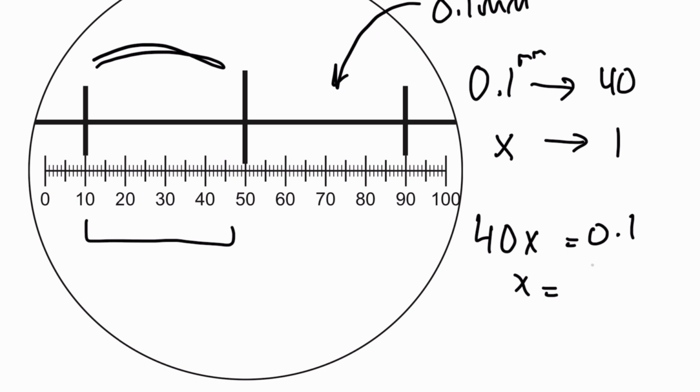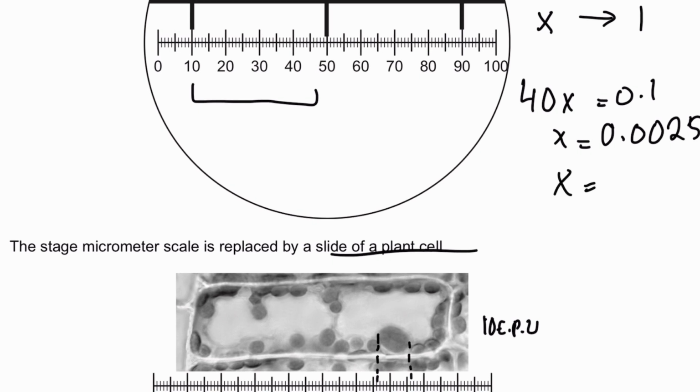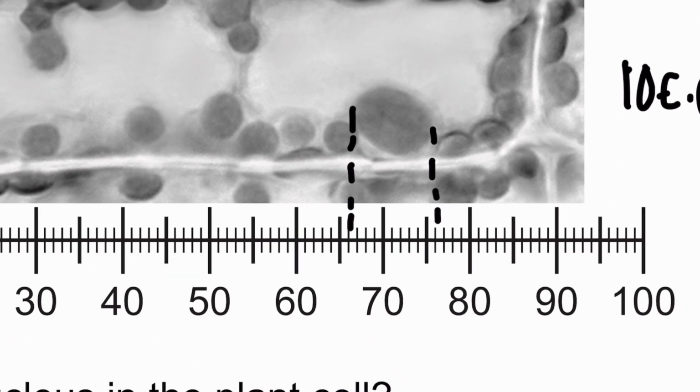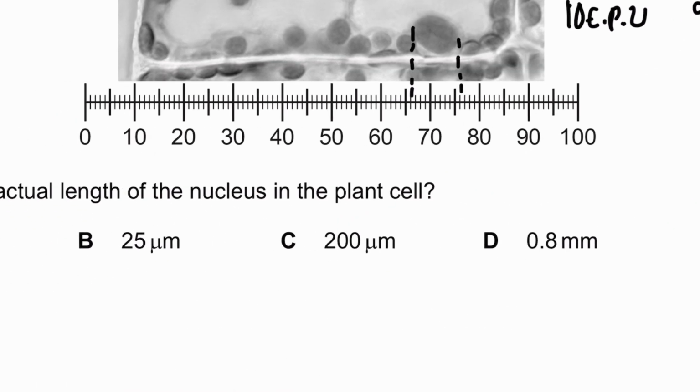is actually 0.0025 millimeters, which you can then convert to micrometers by multiplying by 1,000, and so you get x, which is 1 eyepiece graticule unit, to be 2.5 micrometers. So now if I know that each of these eyepiece graticule units is 2.5 and I have 10 of them, then I can just multiply 10 by 2.5 to get 25 micrometers for the length of the nucleus.